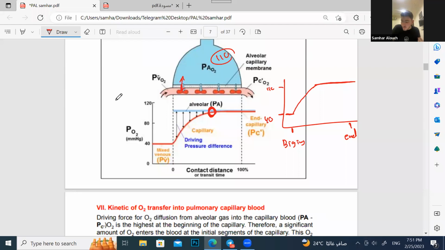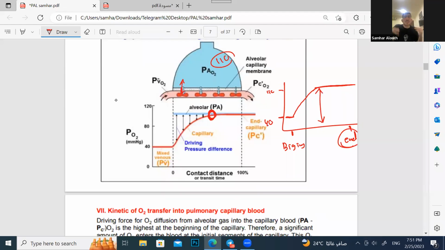It is max, okay? Where did we reach that? We reached that at the middle. Look, here is the end. We didn't reach the max, the plateau, where it's both 110, at the end. We reached it at the middle. So we don't need the whole length of the capillary to reach the max. We just need half of it. Is it clear? I think I'm asking "is it clear" a lot, which is disturbing.